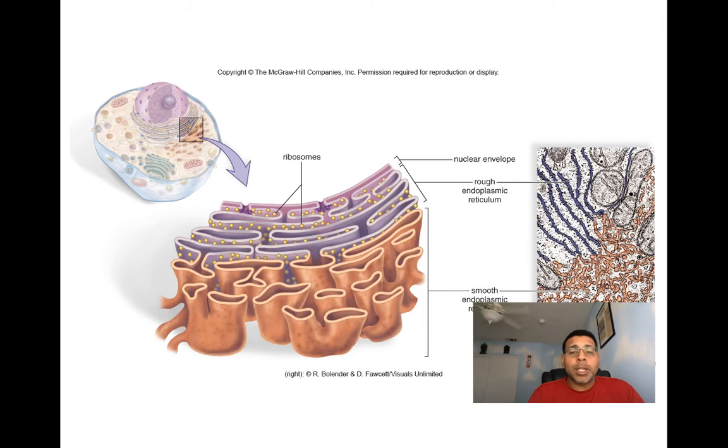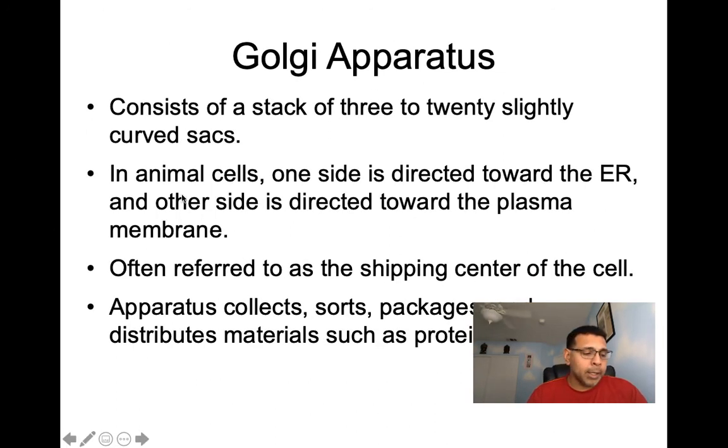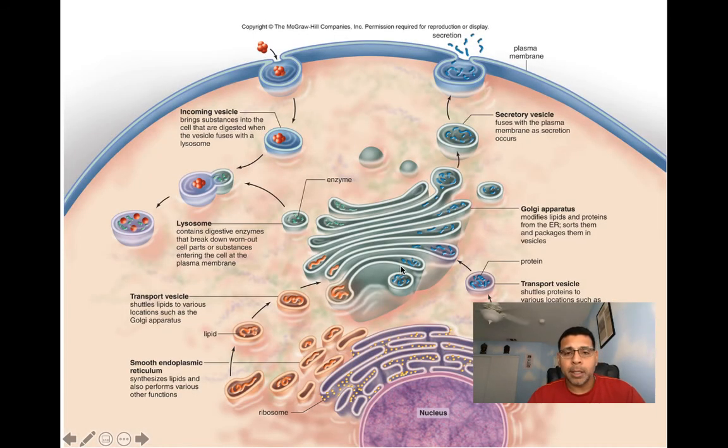Now, the Golgi apparatus is going to consist of a stack of sacs. It looks like a stack of pancakes, I like to think of it as. Here you can see one stack, another stack, another stack. A stack of pancakes or a stack of plates, either way. The Golgi apparatus is referred to as the shipping center of the cell.